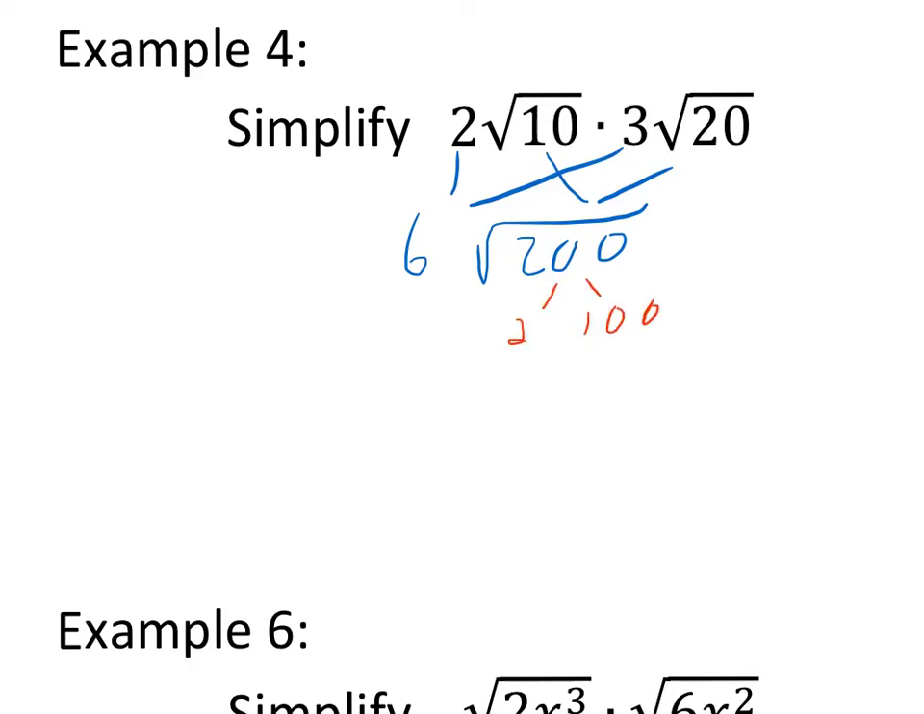times 100, 2 times 50, 2 times 25, and 5 times 5. And as we've mentioned all along, we look at what numbers show up twice, and I should clean this up here. This is 5 squared. That's a 5.